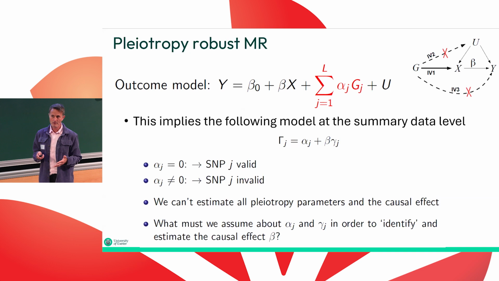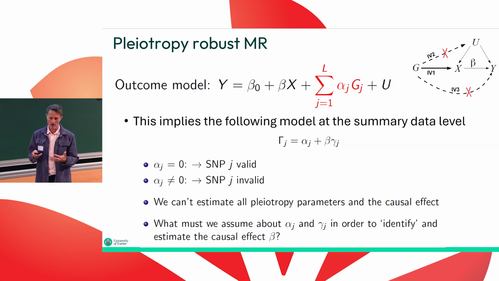So to account for the fact that some of your genetic variants may be pleiotropic, we need to extend our causal outcome model so that it includes specific direct effects for the genetic variants. In red there, I've coded those as alpha_j times g_j. If that alpha coefficient is non-zero, then gene j has a non-zero pleiotropic effect. So that's an individual-level data model.